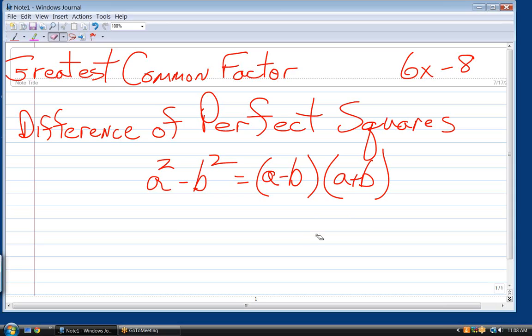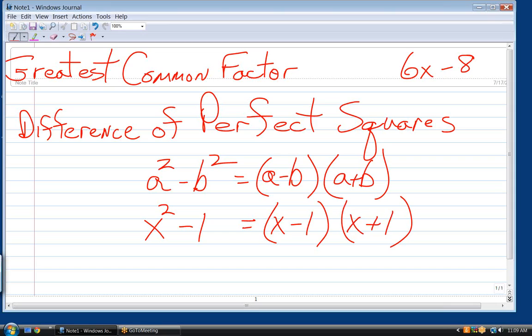And now, the one difference of perfect squares that a lot of people don't notice when they see it is this one, or anything that has 1. What's that factor into? 1. Exactly. x minus 1 times x plus 1. In other words, that's a perfect square, and that's a perfect square. 1 is a perfect square number. 1 squared is 1. So it qualifies. So when you see a 1 as that constant, know that you're still looking at difference of perfect squares.